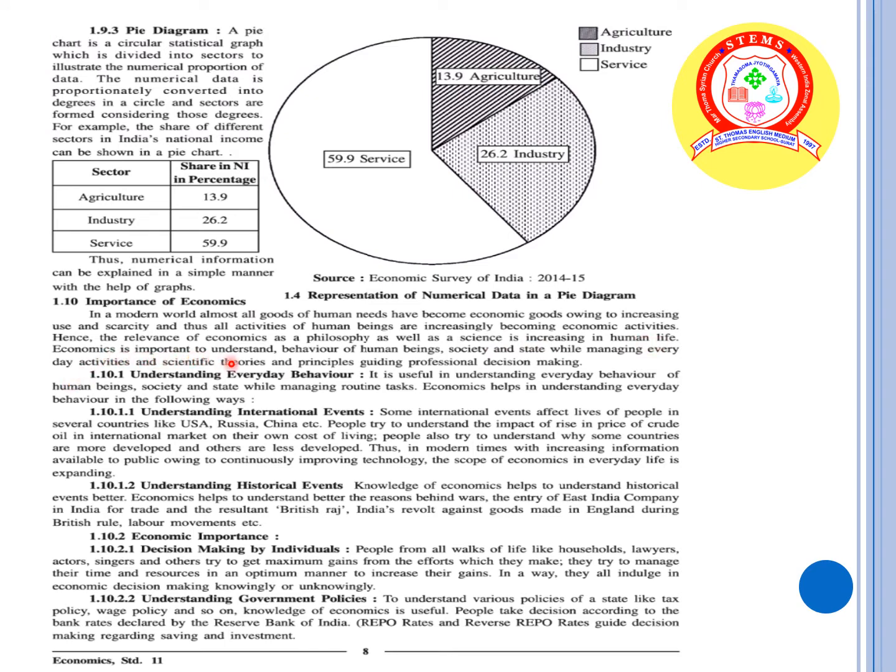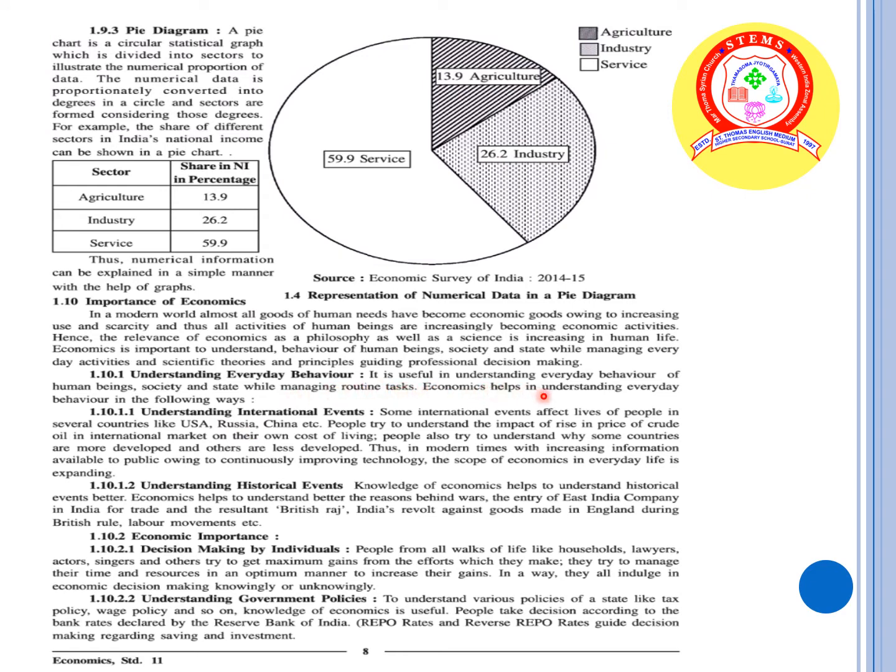Economics is important to understand behavior of human beings. So what is it important for? It is important to understand the behavior of each and every human being, the behavior of society and the state, while managing everyday activities and scientific theories and principles guiding professional decision making. Understanding everyday behavior is useful in understanding everyday behavior of human beings, society and state while managing routine tasks, as I said earlier.